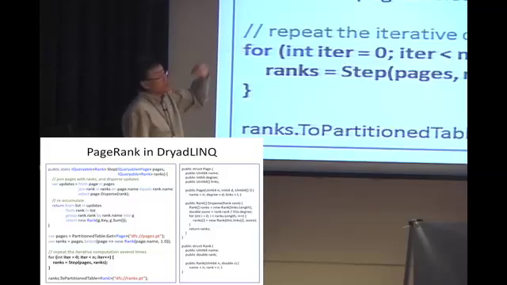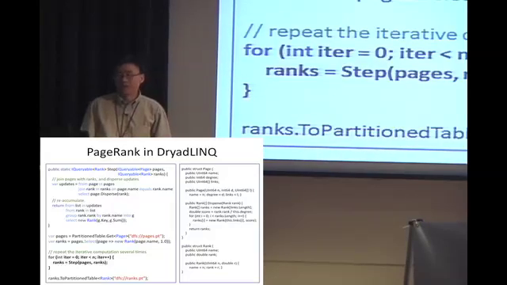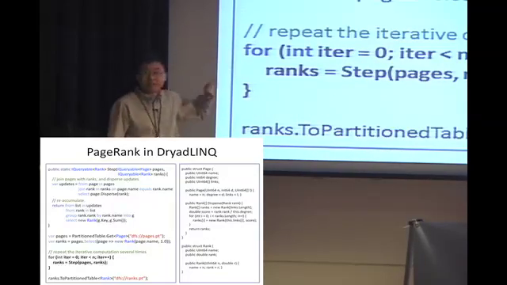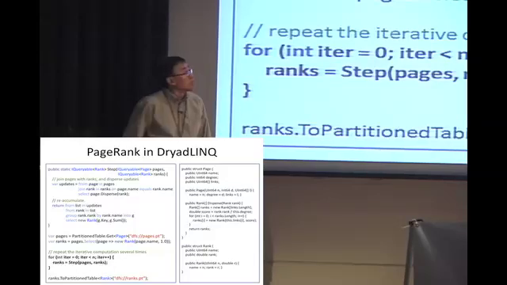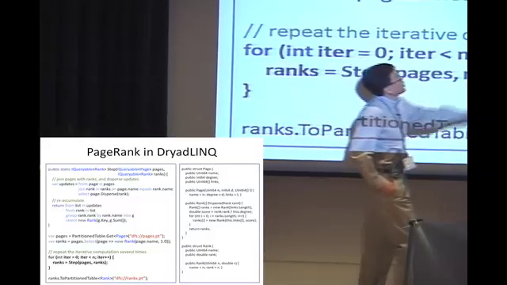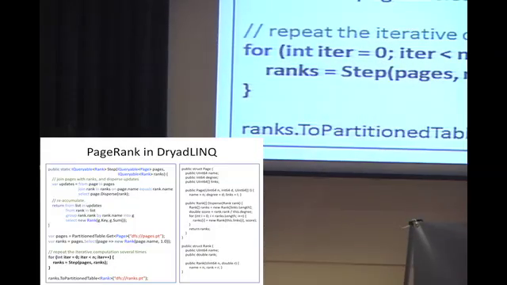And this is how you write PageRank in DryadLINQ. This is actually the entire program. You start by defining something called a page. A page is a unique ID and a bunch of links.